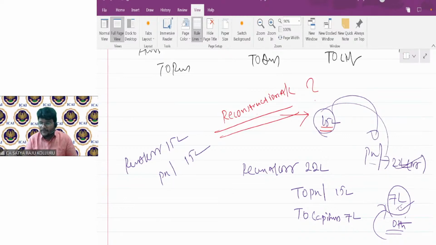So further discussion will be in the next session. Probably in the next session we are going to enter into the problems as well. Let's do whatever problems we can in that particular session. Let's complete everything except surrender of shares. The surrender of shares concept and problems I will take at the end.